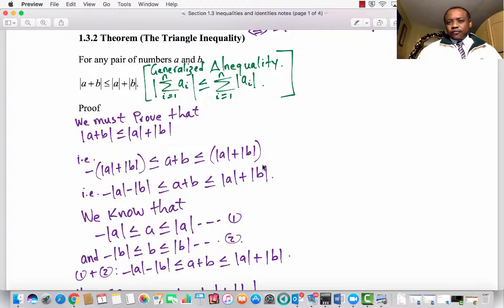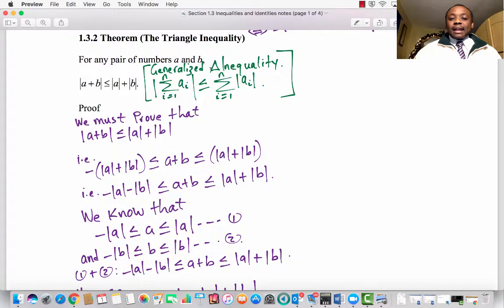Now we proceed to the first key result of this section, Theorem 1.3.2, the triangle inequality. For any pair of numbers a and b, that means a and b are real numbers, the absolute value of a plus b is less than or equal to the absolute value of a plus the absolute value of b. This does not necessarily hold with subtraction. So the triangle inequality only deals with addition.